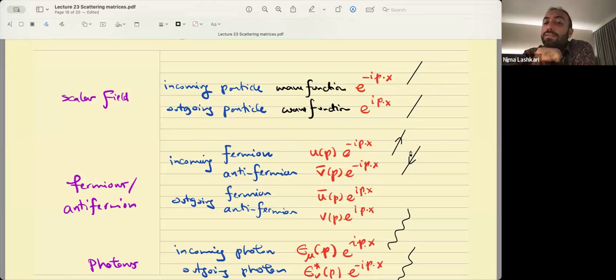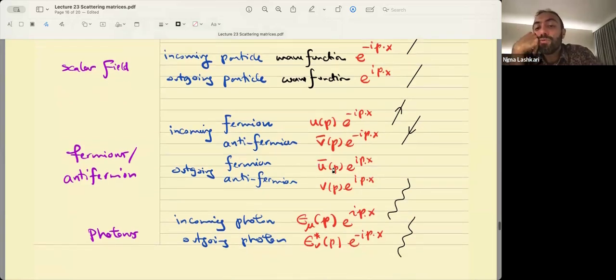The incoming anti-fermion is going to have the arrow in the opposite direction, because this is the direction of the flow of charge, and this is v bar of p e to minus i p x. The outgoing fermion is going to be u bar of p e to the i p x, and the outgoing anti-fermion is going to be v of p e to minus i p x. Hopefully it is clear what the arrows look like.